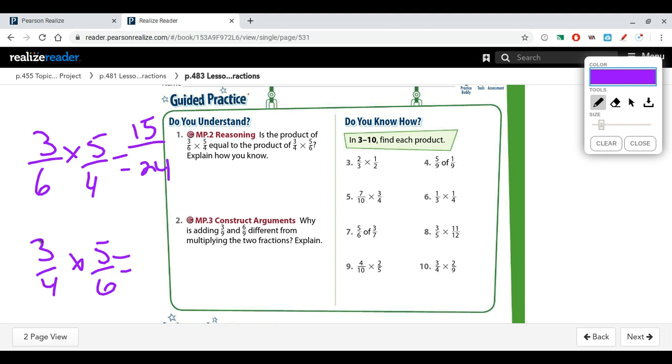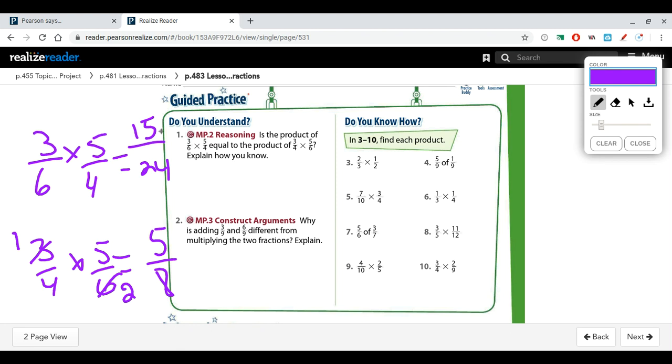Take a look down here. 3 and 6, yep, they have 3 in common. So 3 divided by 3 is going to be 1. 6 divided by 3 is going to be 2. And then 4 and 5 don't have anything in common other than 1. So now I'm going to multiply. 1 times 5 is going to be 5. And then 4 times 2 is going to be 8. Ooh, are they going to be the same? Well, if I look at this right now, no, they are 5/8. That's not going to be the same.